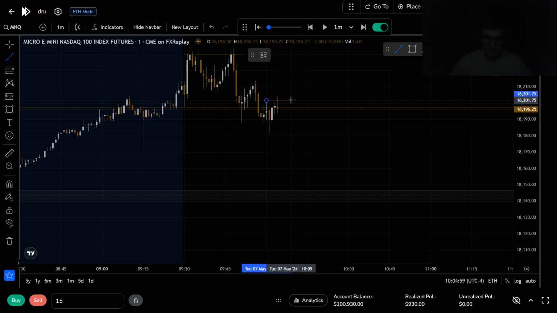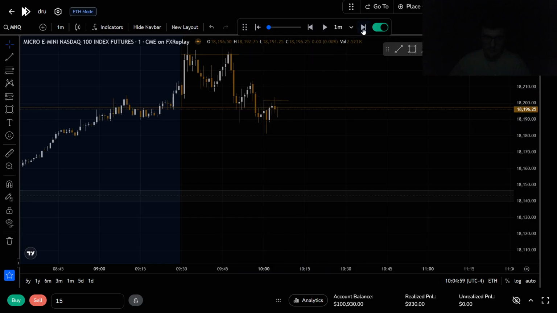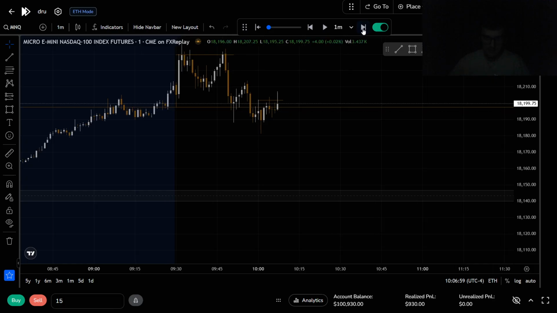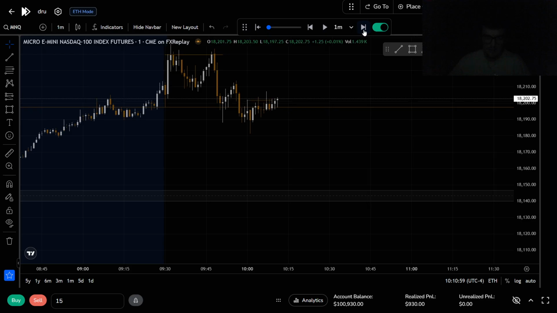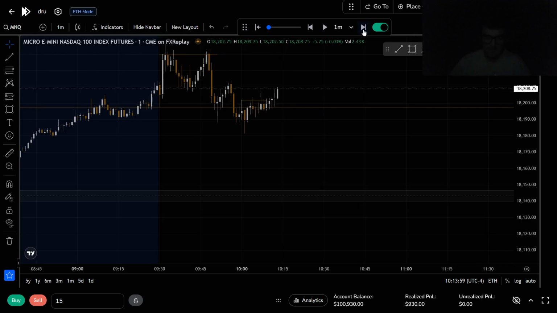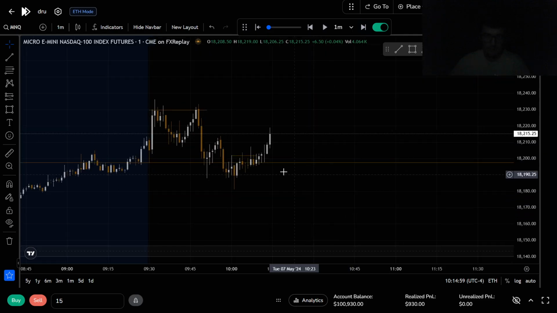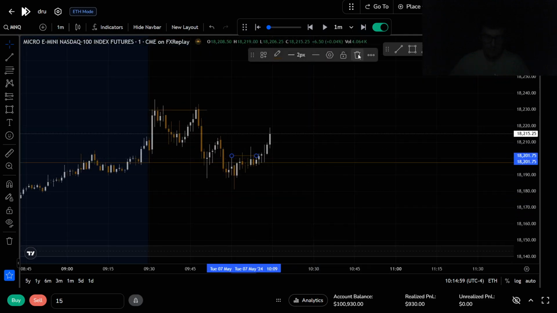So we've now taken out this wick. If we can displace clean off of this, I'll like this. So see, we closed above the range. Let's be patient here. Okay, so I'm now bullish.